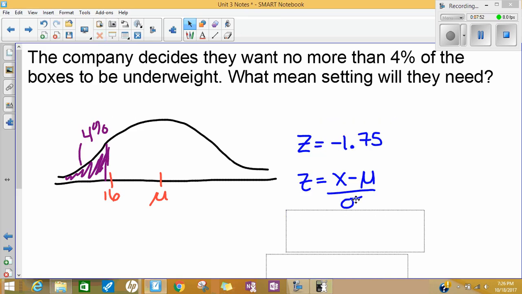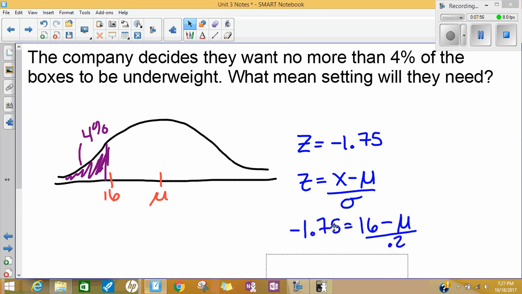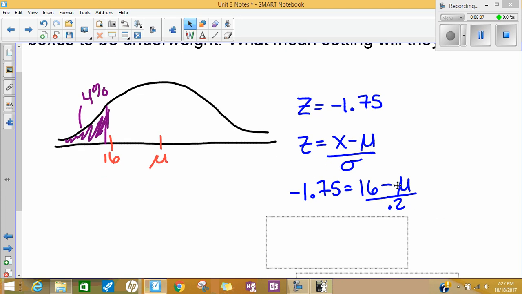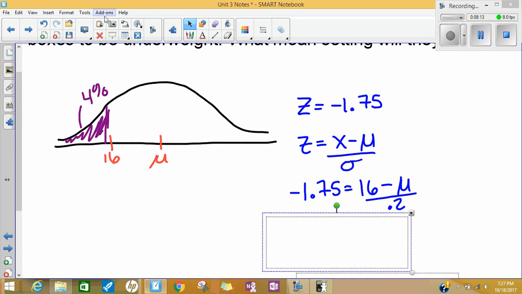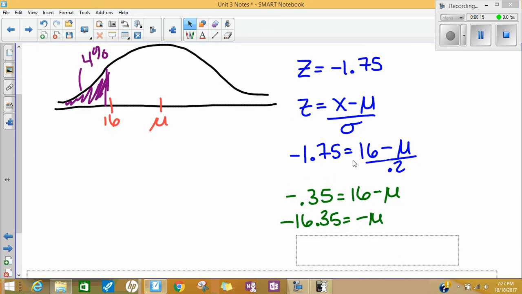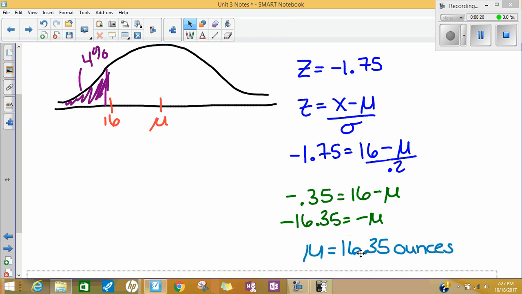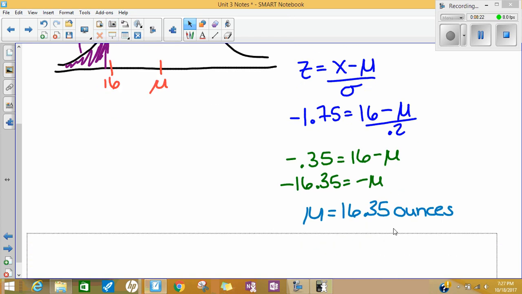So we can use our z-score formula, plug in what we know. We know the z-score. We know that 16 is our data point. That's the number of ounces that we want to be above or at. 0.2 is still our standard deviation. And we're looking for the mean that will achieve a 4% number of boxes underweight. So we can solve to get that the mean should be 16.35 ounces.